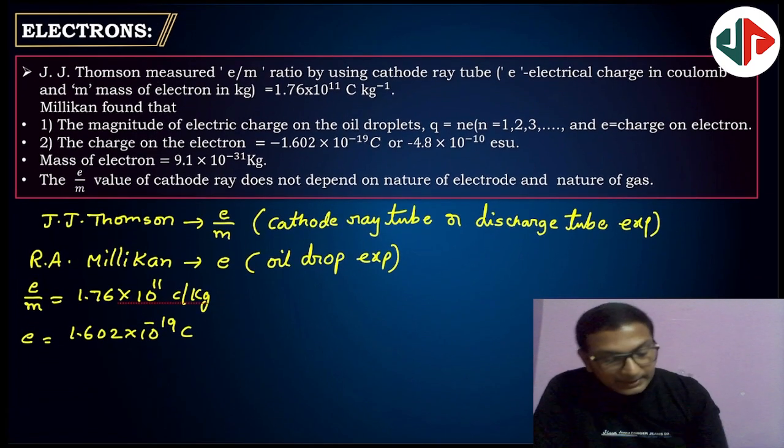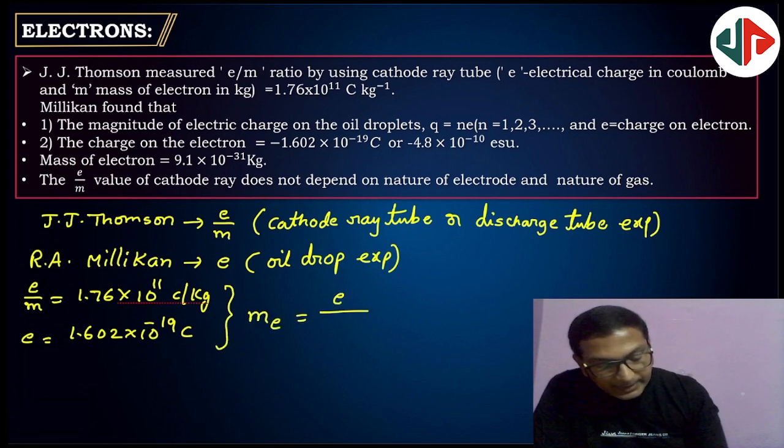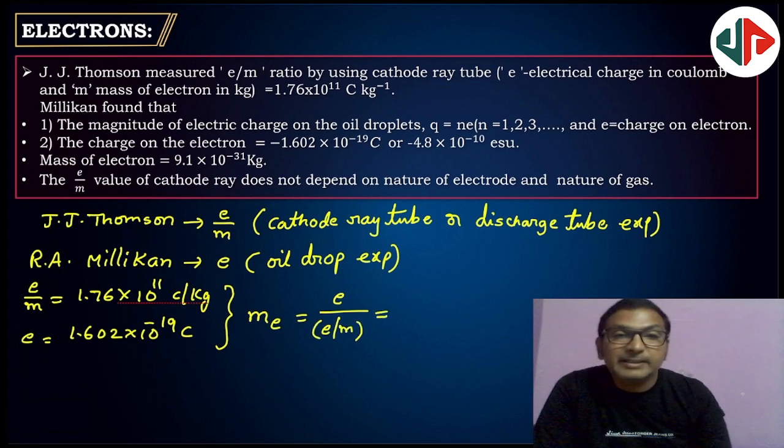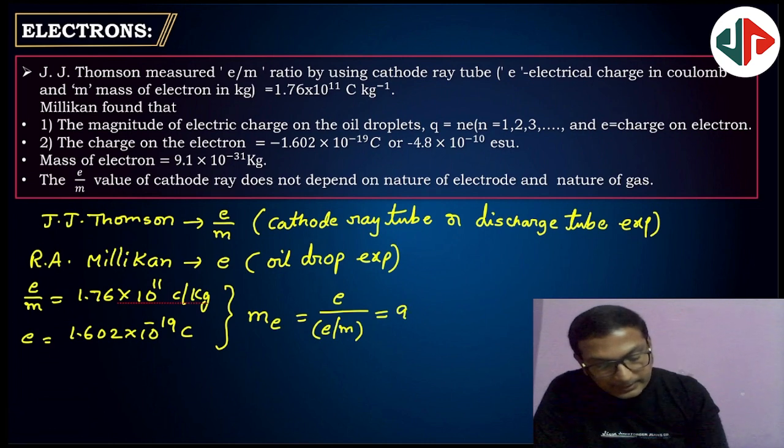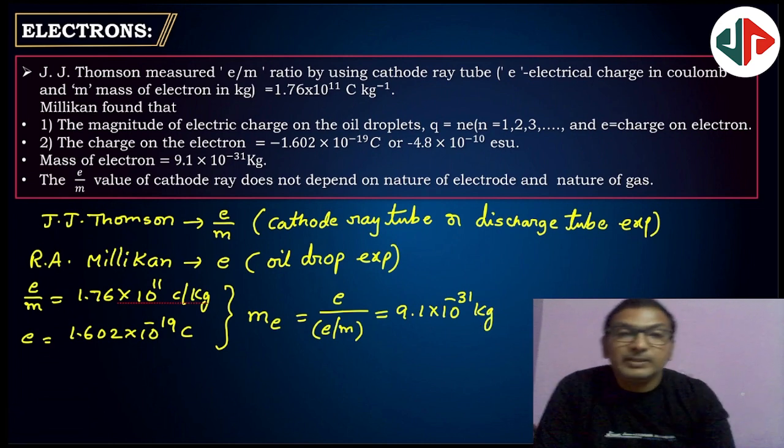So from this we can calculate the mass of electron, which is e by (e by m). Here e is 1.602 into 10 power minus 19 coulombs and e by m value is 1.76 into 10 power 11 coulombs per kg. From this we will get 9.1 into 10 power minus 31 kg. This is the absolute mass of electron.